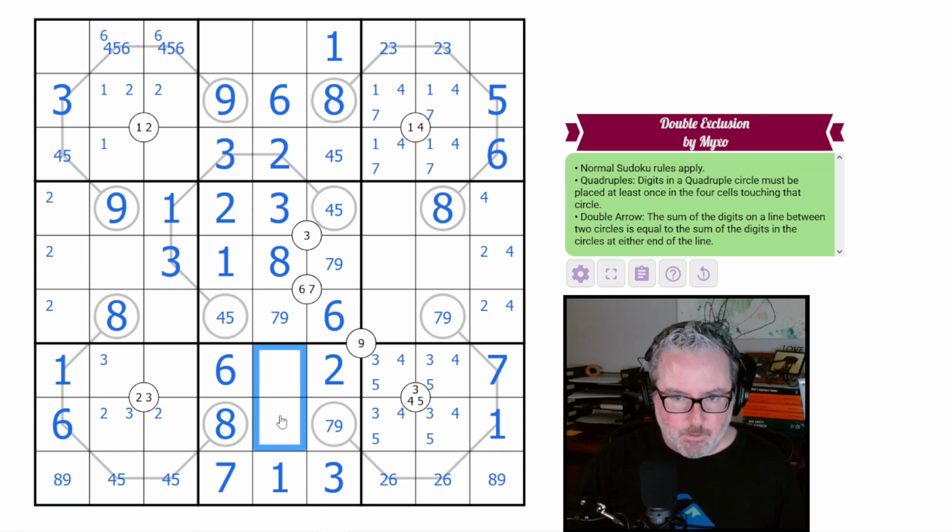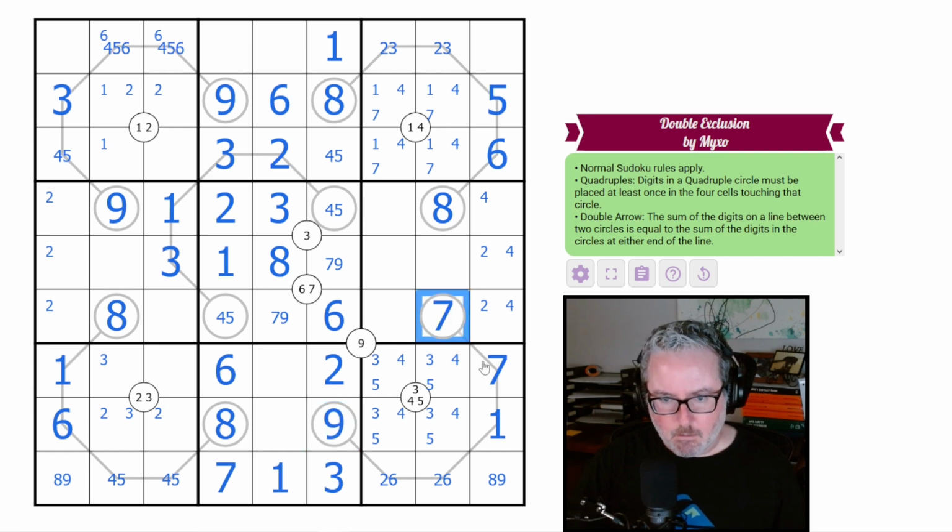One of these is going to be a 5. Wait, the 7. Here we go. Sorry, that's 9. That's 7 now. Because again, these had to add to 16. These are not 7s. That forces 9 and 7. Good.